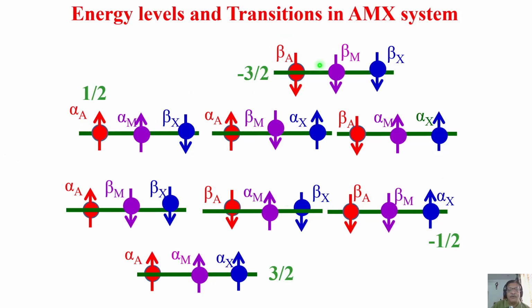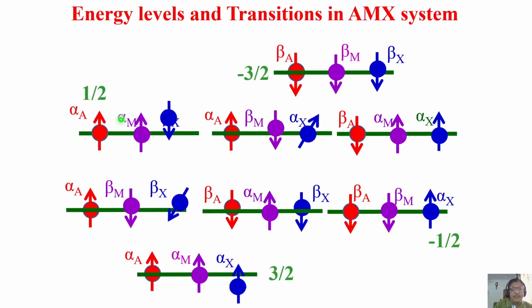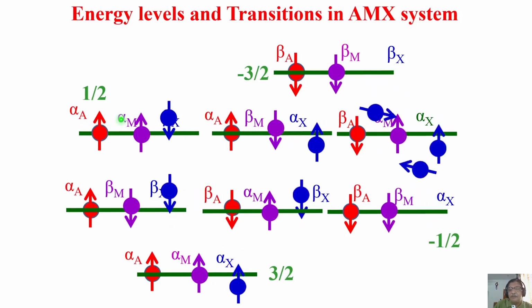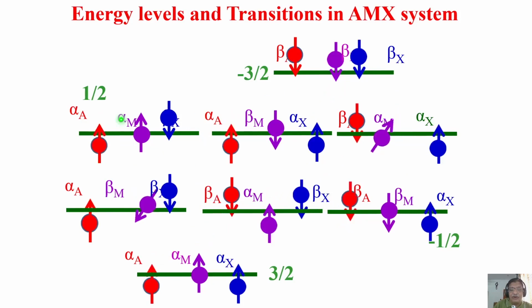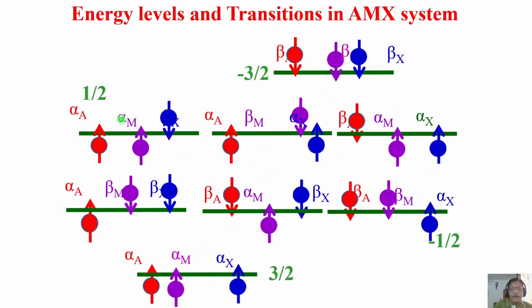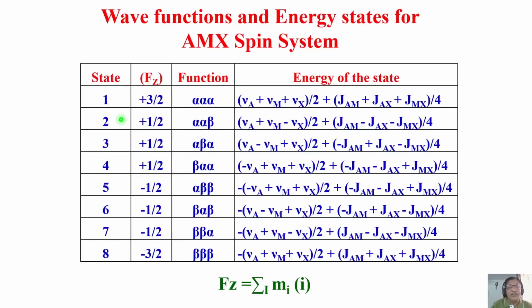Now the allowed transitions are between this and this, this and this, this and this, and this and this. All are allowed. Based on this, we worked out last time how many transitions are possible: 4 for X, 4 for M, and 4 for A. All those things we observed. I don't want to go into the details again. These are the allowed transitions because the change in the magnetic quantum number between two energy states is only 1. This is why we got 12 transitions. These are the 12 transitions which can be worked out.